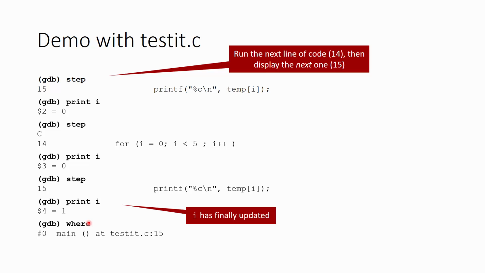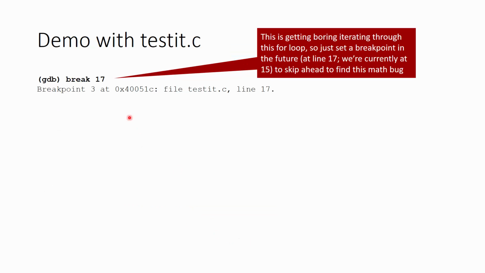We can use the where command to tell us where we are, just as a touch point, as a way to reference what's going on. Just as a reminder, we can see that we're in main and that we're just about to do line 15. Here, we say, you know what, there's going to be a lot more loops of that for loop. Let's stop trying to run those through every iteration. We're just going to set a breakpoint a little bit in the future at line 17, so that we can just jump to it directly.